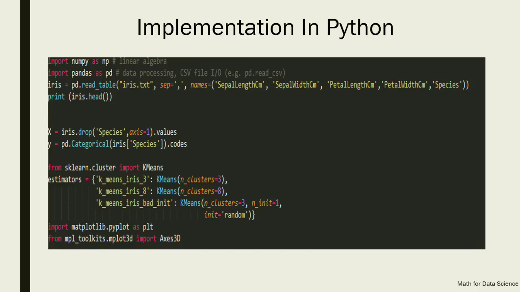The library that is used for k-means is KMeans, which we import from sklearn.cluster. One of the parameters that we have to pass in KMeans is n_clusters. You have to decide the number of clusters that you want. In this case, I have made a variable called estimators, where I write the name of the estimators as k-means iris_3 and iris_8, and I have given two values of k, that is n_clusters equal to 3 and n_clusters equal to 8.